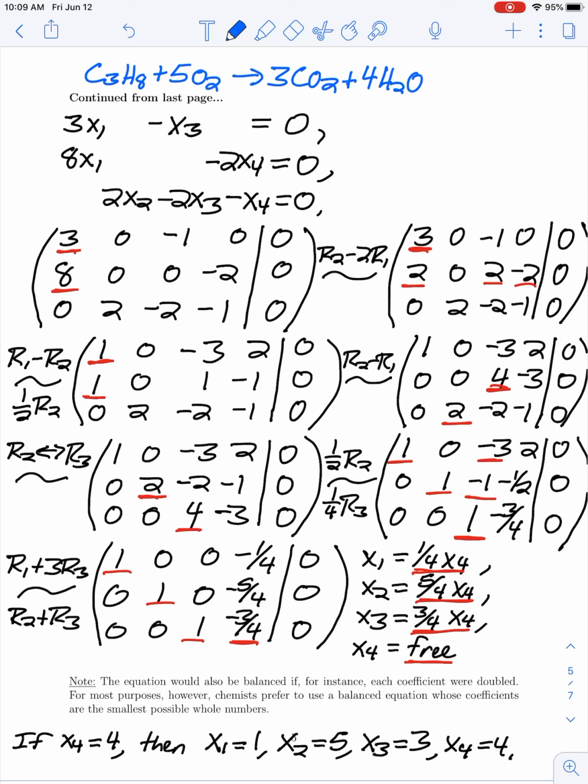Now notice one thing I made a note of here in the lecture notes. This equation would also be balanced if for each coefficient we doubled the value. So let's say that I chose x4 to be 8 instead of 4. That would give us an equivalent balanced equation, but for most practical purposes, chemists prefer to use a balanced equation where the coefficients are the smallest possible whole numbers, or smallest integer values, in order to make that reaction equation a little easier to work with.